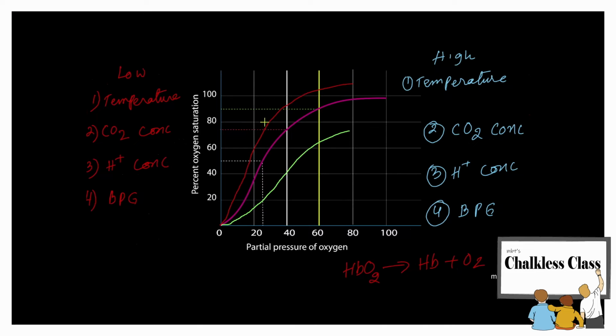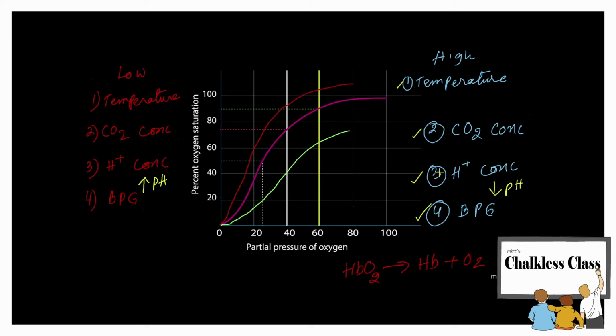So it shows that at a low temperature, with carbon dioxide concentration less, low hydrogen concentration, which is nothing but high pH. High hydrogen concentration is low pH. And when the BPG is less, then it will shift to the left side. And the graph shifts to the right when the temperature is high, carbon dioxide concentration is more, hydrogen concentration is more, and BPG is more. In these conditions, the graph shifts to the right.